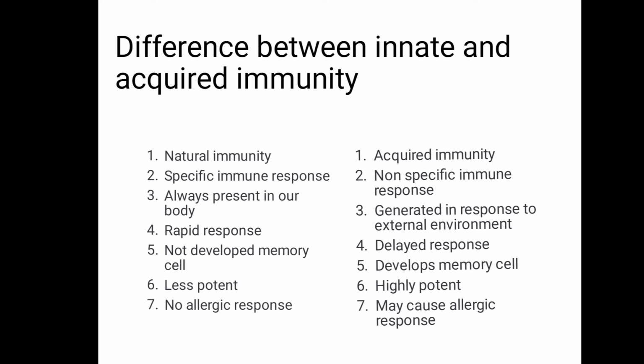Innate immunity does not develop any memory cells, whereas acquired immunity develops the memory cells. Innate immunity is less potent to fight against the foreign particles, whereas acquired immunity has high potential to defend against the foreign particle. In innate immunity no allergic response is caused, so redness or swelling etc. is not seen, whereas in acquired immunity it may cause allergic reactions like redness and swelling around the infected area.